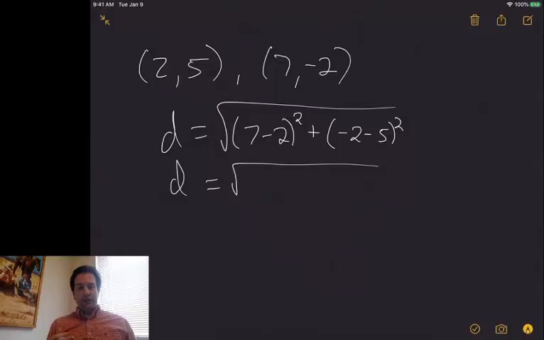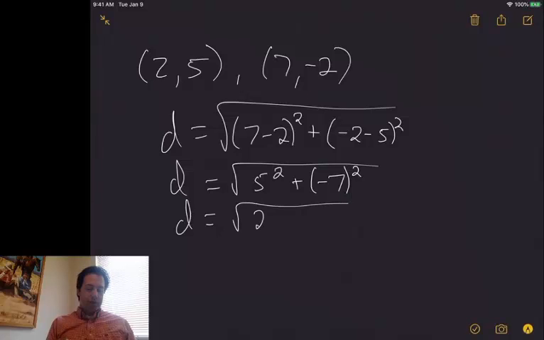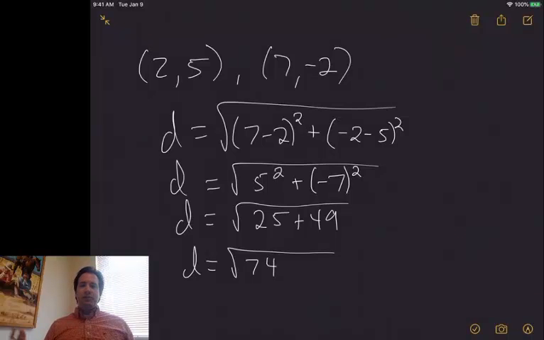So 7 minus 2 is 5. Negative 2 minus 5 gets us negative 7. And then we'll square both of those, so I get 25 plus 49. We can add those values together: 49 is really close to 50, and we know that 50 plus 25 is 75, so this has to be 74. That's a review of the distance formula.